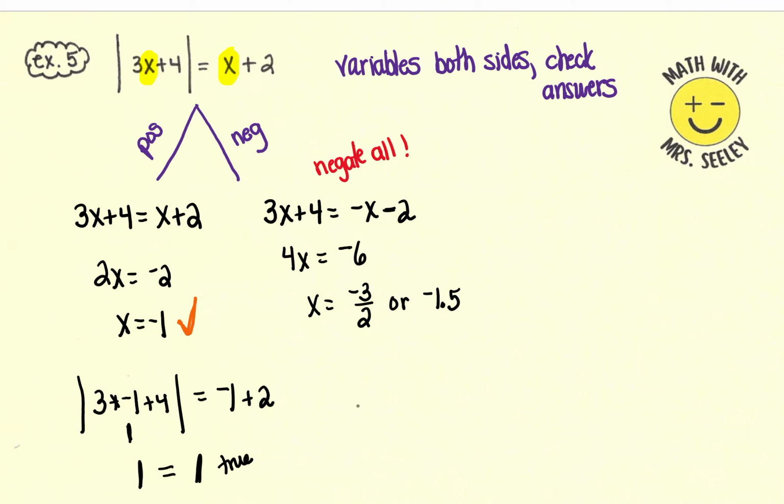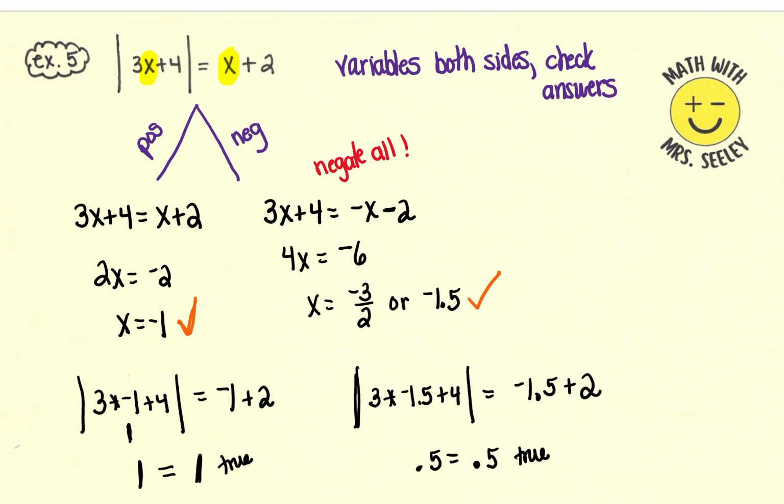On the other side, I'm going to have 3 times negative 1.5 plus 4 inside the absolute value. And I'm going to have negative 1.5 plus 2 on this side. So over here, I'm going to get a positive 0.5. Over here, I get a positive 0.5. That's also a true statement. So this one checks as well, and we can keep both answers.